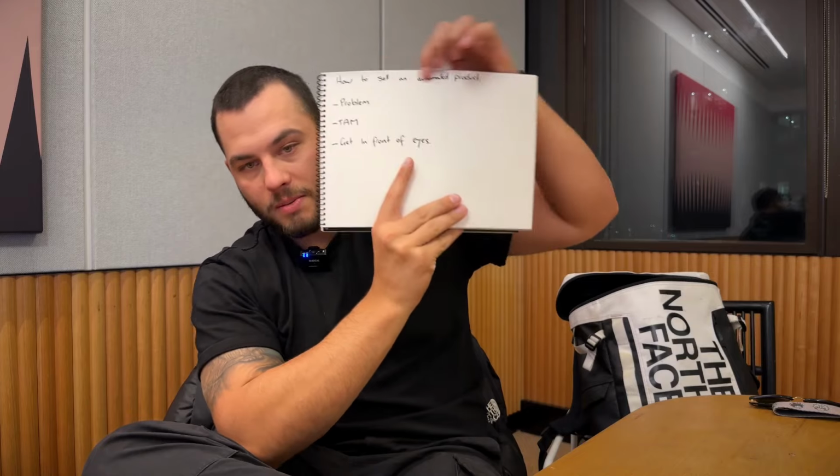So this is, I don't know if you can see this, how to sell an automated product. I've got 3 steps: problem, TAM, and get it in front of eyes. So this is the front end side of it, how to come up with a product, and also how to get it in front of people. It's not the actual fulfillment of it. So if you're looking for fulfillment, then this isn't the best thing for you right now.